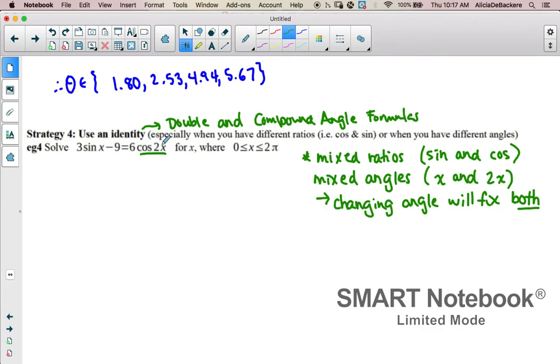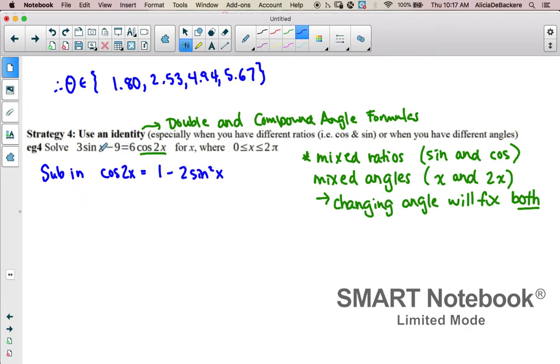The other version I could use is 2 cos squared minus 1. But again, then I would have cos over here and sine over here. I'd still have mixed ratios. I don't want that. So I'm going to use that final version, the one where I have 1 minus 2 sine squared. So we're going to sub in that cos of 2x is equal to 1 minus 2 sine squared. That's our double angle formula.